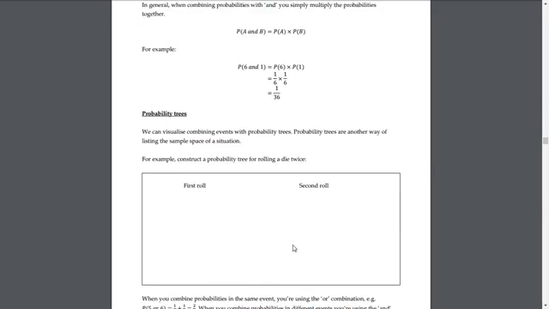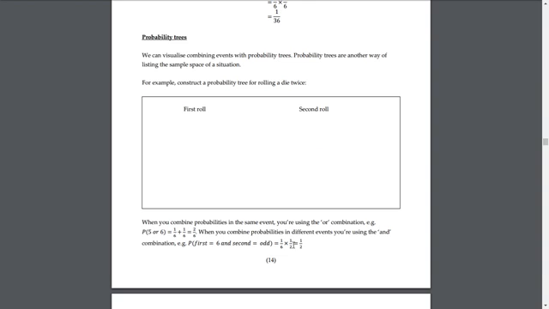Now we can combine the OR combination and the AND combination into probability trees, and they'll give us a way of visualizing what it means to combine events using OR or using AND. We can visualize combining events with probability trees. Probability trees are another way of listing the sample space of a situation. So earlier we were using a table to list all 36 possibilities of rolling 2 dice, and there was 1 1, 1 2, 1 3, and 2 1, 3 1, all the way down to 6 6. This is another way of listing a sample space, and it's a really helpful way actually. So it's not just listing sample spaces, but it's so much more than that.